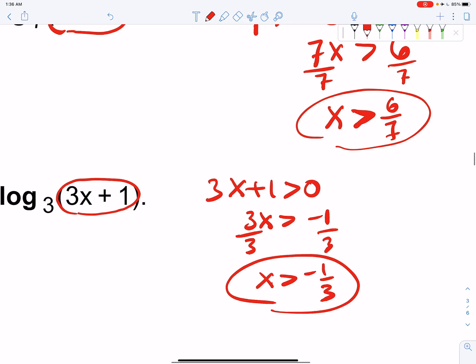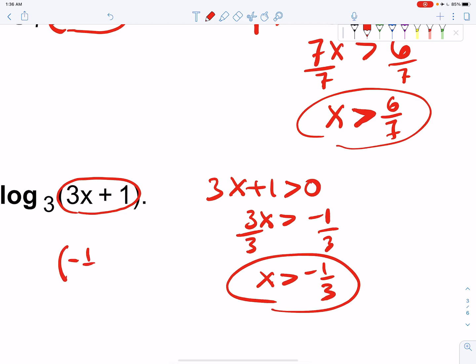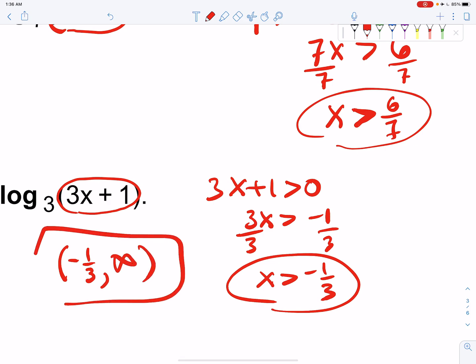So what does that look like? Interval notation, that is just open from -1/3 to infinity. Once again, that is our domain.